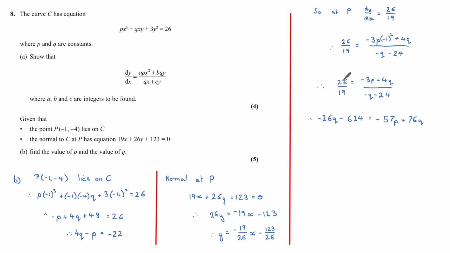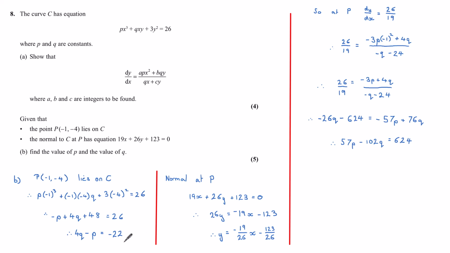That gives me minus 26q minus 624 is equal to, timesing this by 19, minus 57p plus 76q. Then adding 57p, subtracting 76q and adding the 624 leaves me with 57p minus 102q is equal to 624, which is my second simultaneous equation.